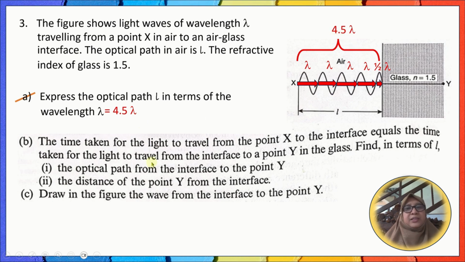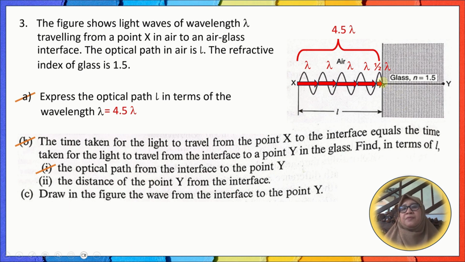Okay, now we go to question B. The time taken for the light to travel from point X to the interface equals the time taken for the light to travel from the interface to a point Y in the glass. So same travel time. Find, in terms of L, the optical path from the interface to point Y.